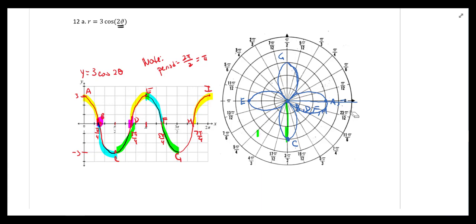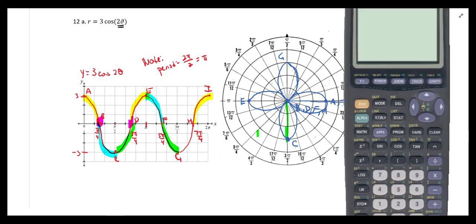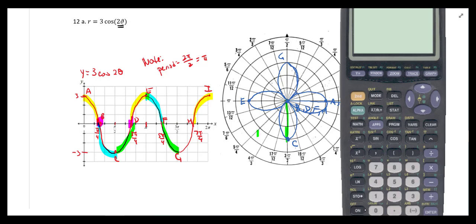All right, I'm going to ask you now to try B yourself, and then yes, you can double check these with the calculator. I guess I'll show you this one with the calculator first before we do part B. Why not? So Y equals 3 cos 2 theta. So watch now as we graph. Boom, exactly what you just drew.